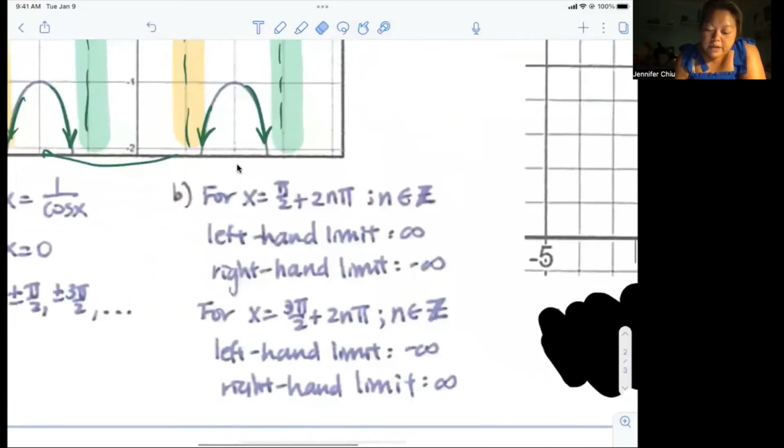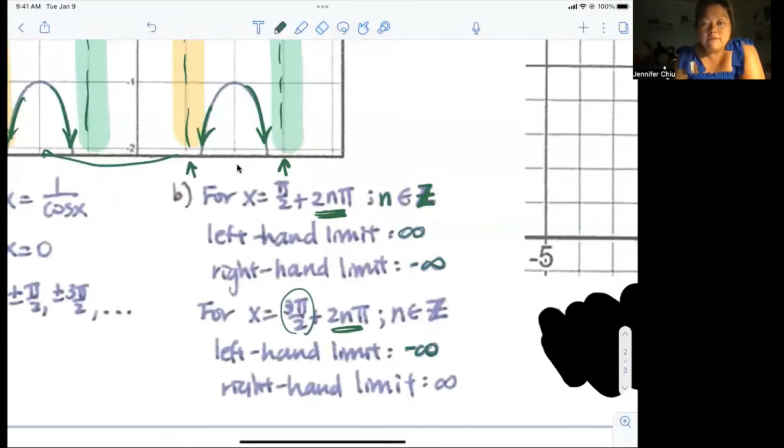So this is a good way of writing it, right? If I take pi over 2, which is this one right here, and I add all 2 pi increments, where n is an integer, this is the notation for an integer, the left side will go towards positive infinity and the right side will go towards negative infinity. Then if I look at this one, this is the 3 pi over 2, and with 2 pi increments, the left side is actually opposite. It's going to go towards negative infinity, and the right side is going to go towards positive infinity.